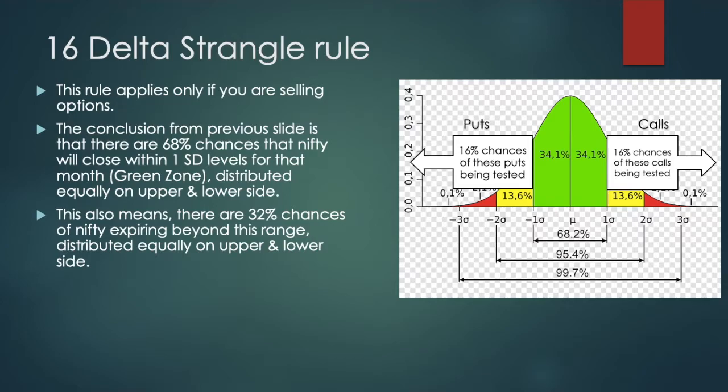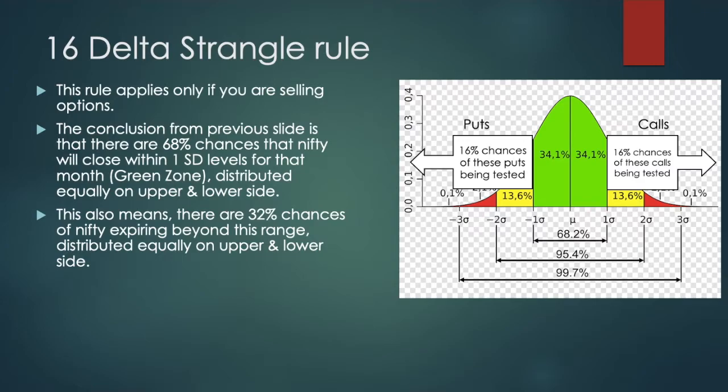So we understood from the last slide that there is a 68% chance Nifty will remain within one standard deviation. Hence, there is a 32% chance Nifty will break this level, one standard deviation, equally distributed on the upper or lower side, because Nifty can either go up or down. If the total probability of breaking this one standard deviation level is 32%, then 16% will be on the upper side and 16% on the lower side. So if we are able to identify the one standard deviation strike price, there is only a 16% chance that all the calls above that strike price will be tested, and only a 16% chance all the puts below that one standard deviation strike price will be tested, right?